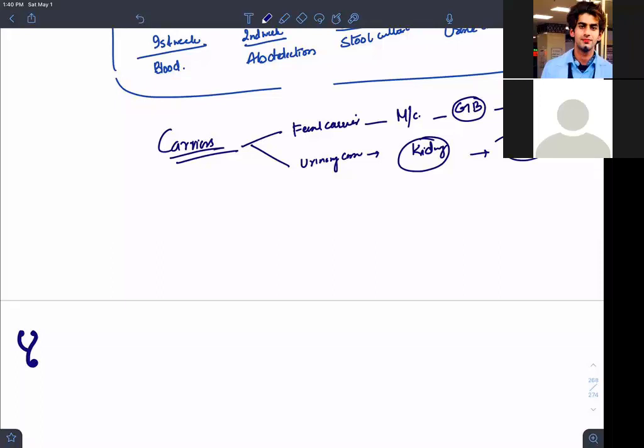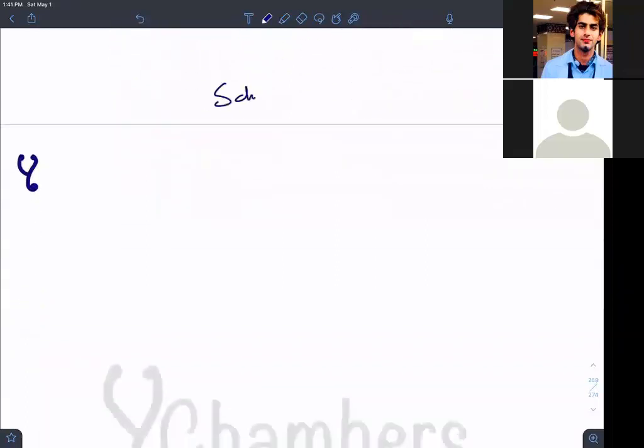Okay. There was another thing, by the way, I remember. There is a parasite actually. Its name is Schistosoma hematobium. This causes bladder carcinoma. So this infection can also be associated with Schistosoma hematobium. Okay, so remember that also.